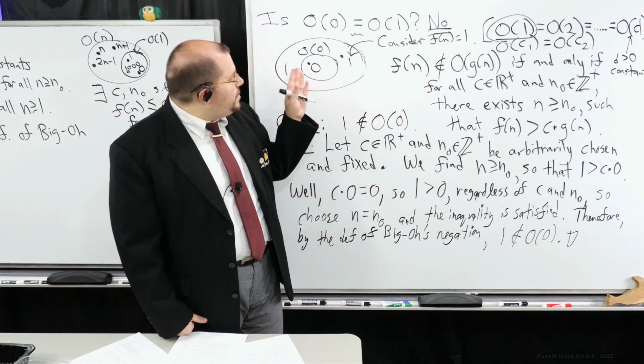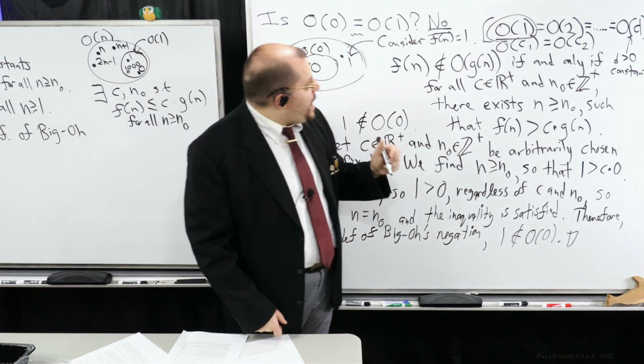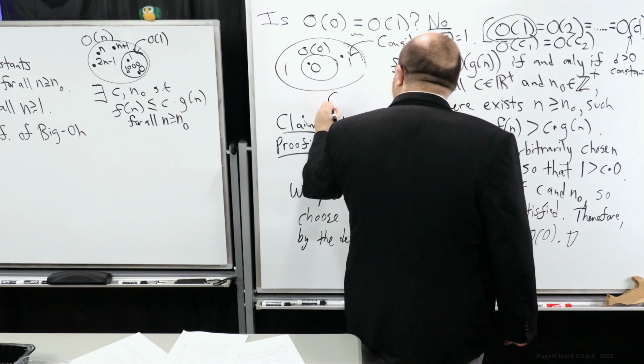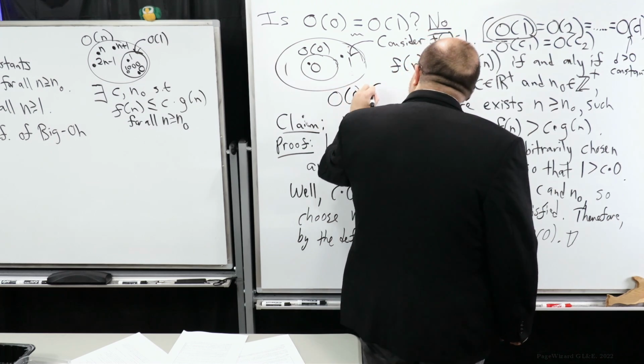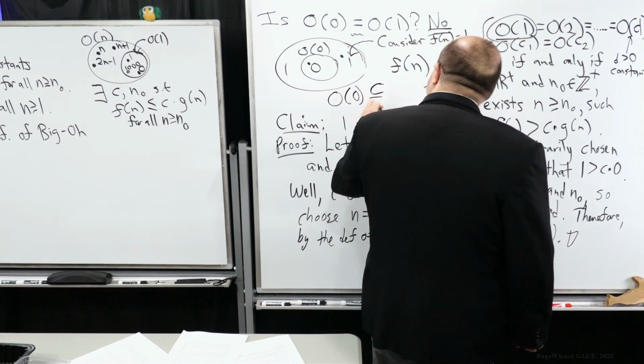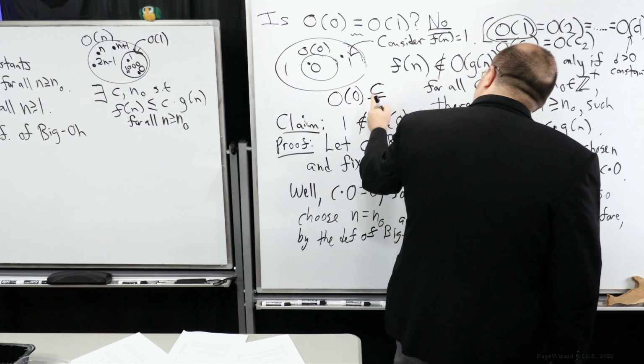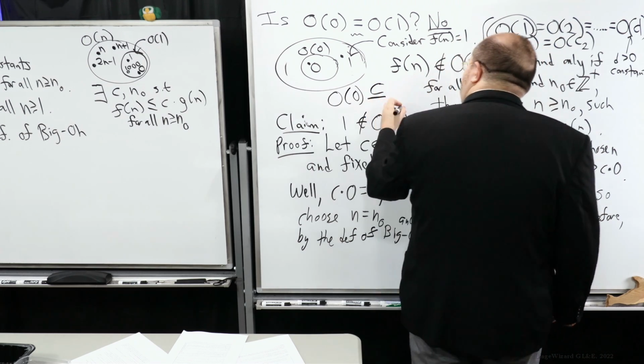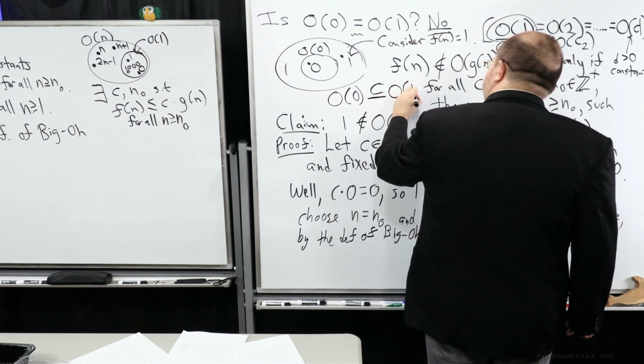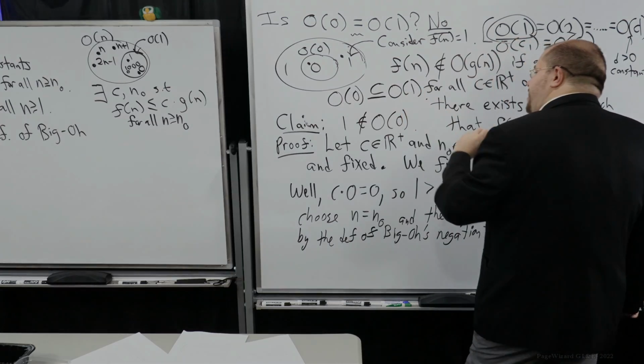So you can say that 0 is big O of 1, but actually you can't say that they're equal. What you can say is that big O of 0 is a subset. So a fancy way of writing this is using this kind of rounded inequality here. You can say that big O of 0 is a subset of big O of 1.